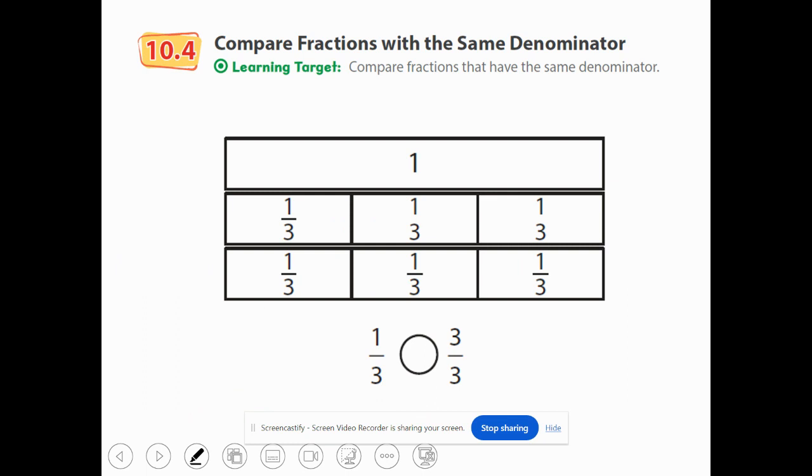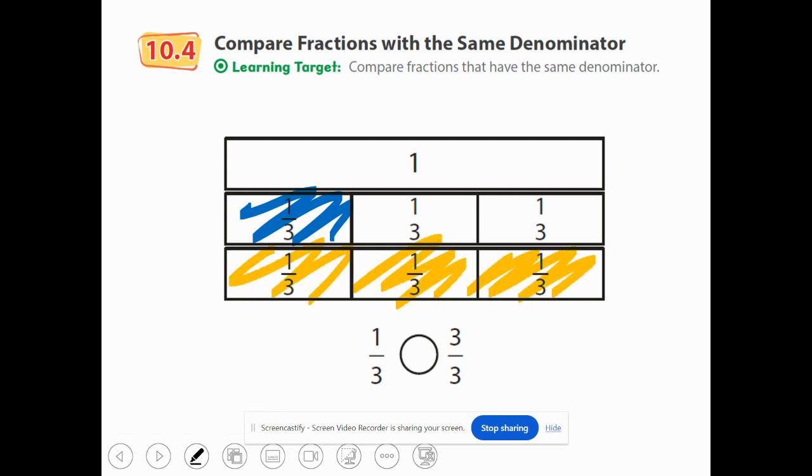1/3 and 3/3. Let's color it in. So I have 1/3, and then let's color in 3/3. Which one is greater? 3/3. So 1/3 is less than 3/3.